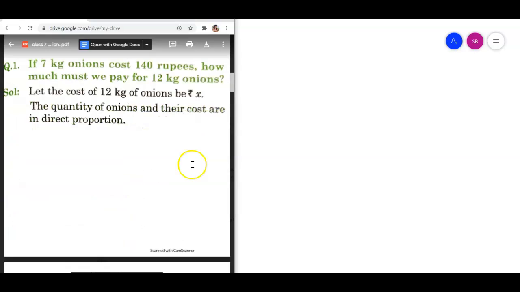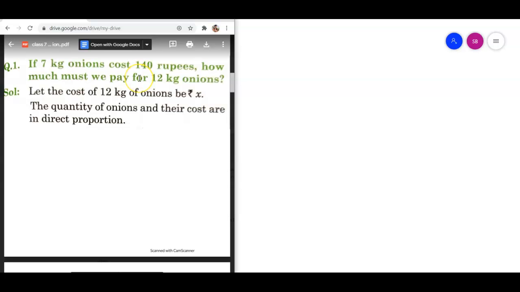Now we shall start with our exercises. So the question over here is, if 7 kg onions cost 140 rupees, how much must we pay for 12 kg onions? So what is given to us? Cost of 7 kg onions is given to us. So first is the quantity. How much quantity? 7 kg. And next is the rupees. How much rupees? 140 rupees.